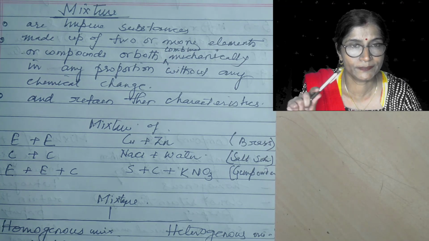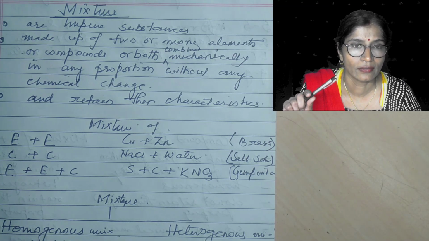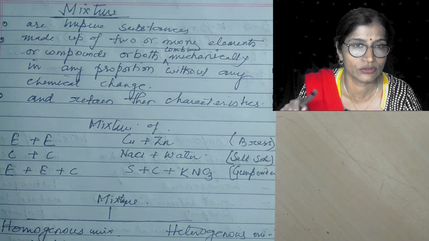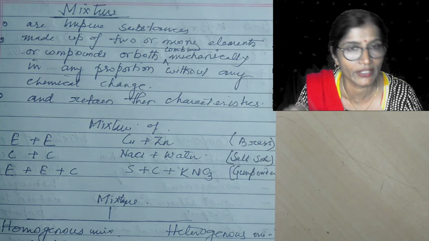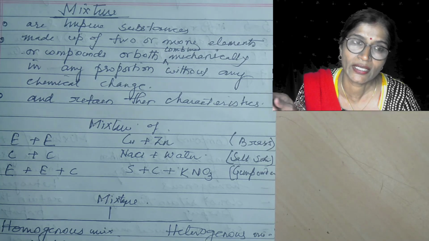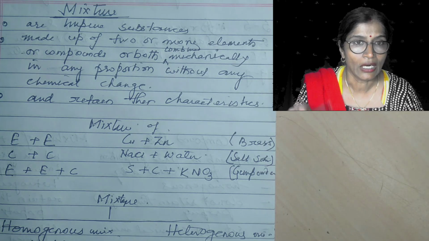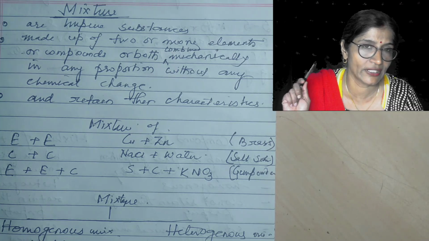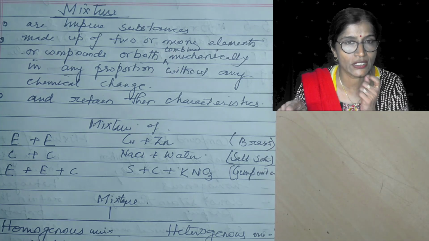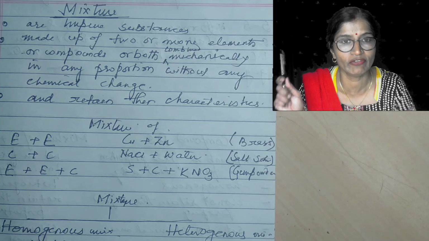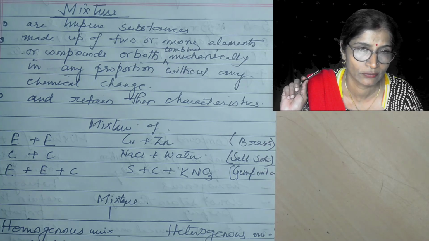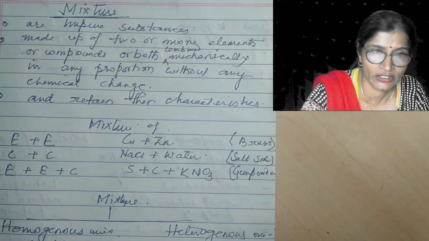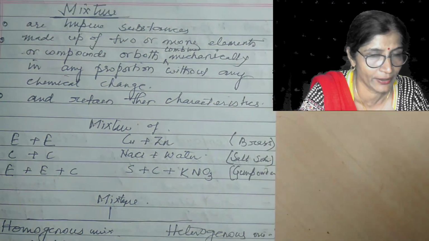And next is that they can be separated by physical means. Like if I want to separate nitrogen, oxygen or carbon dioxide from water easily, from air easily, they can be separated out. How? If air is passed through potassium hydroxide solution, caustic potash solution, then what will happen? Carbon dioxide will be absorbed by the caustic solution, so carbon dioxide is separated out.